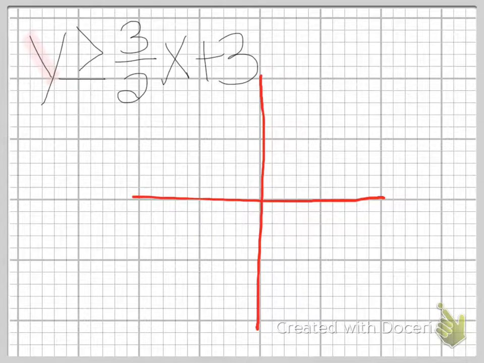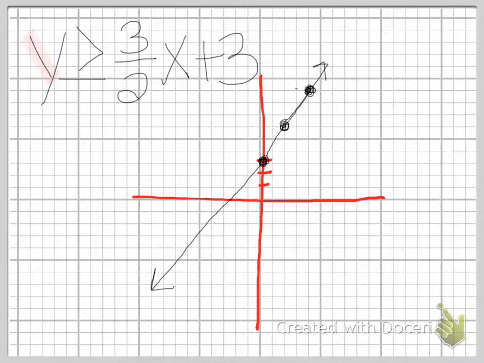And then my y-intercept is going to be at 3. So I'm going to go 1, 2, 3. And then my movement is up 3 over 2 because my rise is on top, run is on the bottom. So I'm going to go up 1, 2, 3 over 1, 2. Up 1, 2, 3 over 1, 2. Okay, so there's my line.